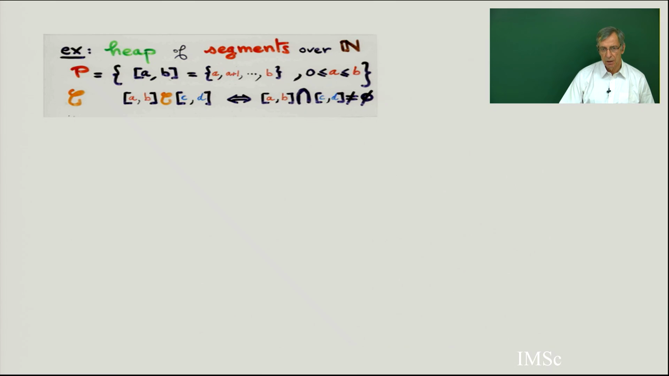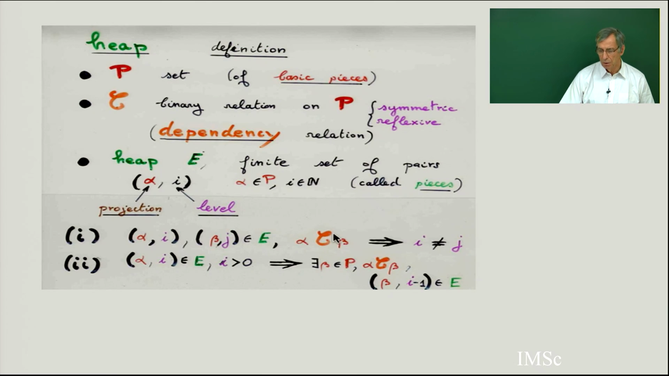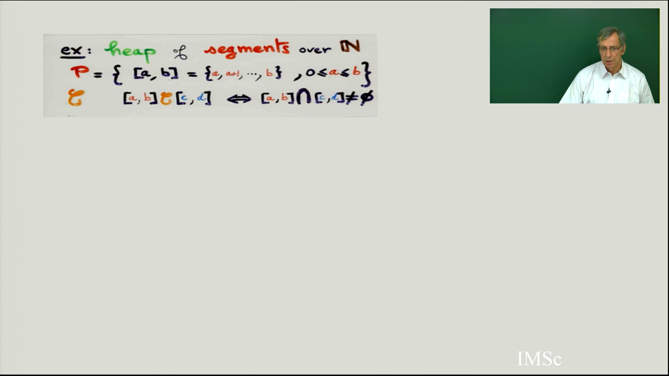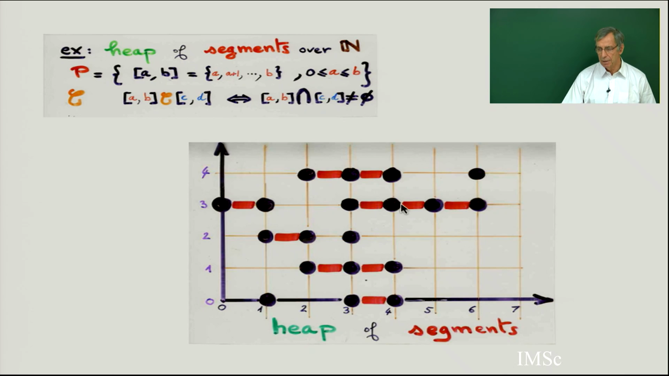So let's check the two conditions, 1 and 2, of heaps of pieces. Condition 1 means that if two segments are at the same level, like this one, then the intersection is empty. So they cannot overlap. Two segments at the same level cannot overlap. So your picture is a set of segments on the square lattice which are all pairwise disjoint.